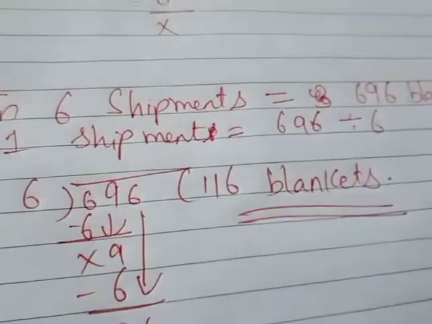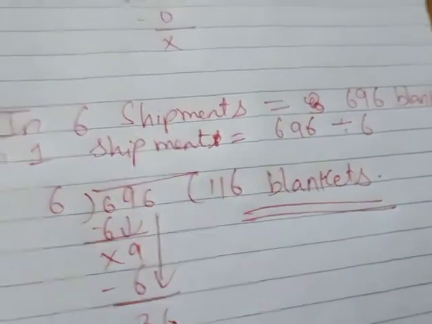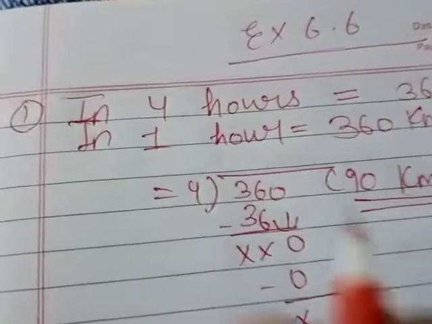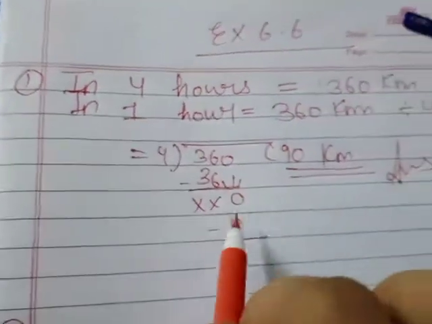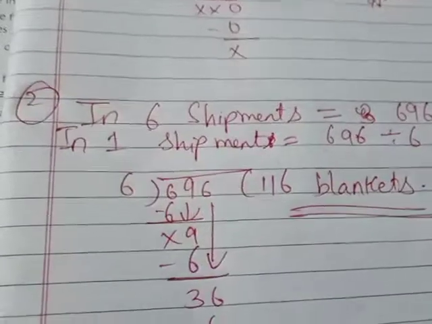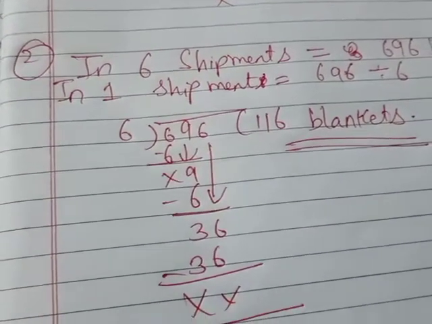Got it clear? Like this we will solve. So whenever it is given for more and we have to find for 1, we will divide. Similarly, given for more, finding for 1, we will divide. Just keep this logic in your mind.